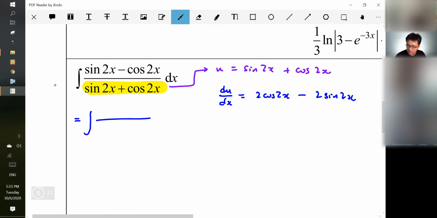You see that you can cancel the one on top. It's actually a multiple of the one on top. So you must be able to eyeball and see which is a derivative. Then you could do it. So du/dx, so this would be u, sine 2x minus cos 2x. So du, this would be 2 cos 2x minus 2 sine 2x.